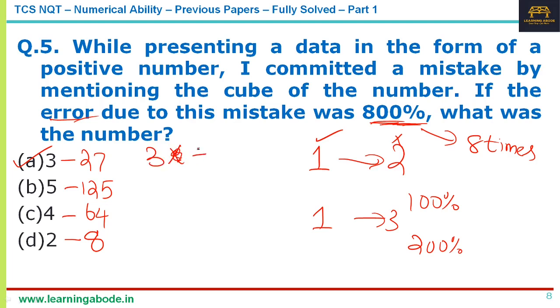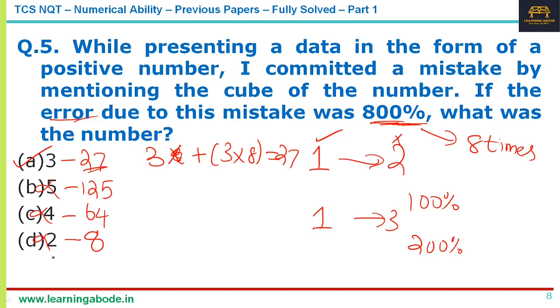So 3 plus 3 into 8, the wrong number should be 8 times more than the original number. So 3 plus 3 into 8 is 27, which is the same as the cube. Whereas for other numbers, it is not 800% error. If you take the cube instead of the number, the error is not 800%. Only for answer option A would the error be 800%. So you can choose answer option A for question number 5.